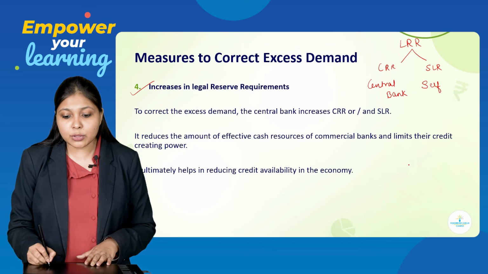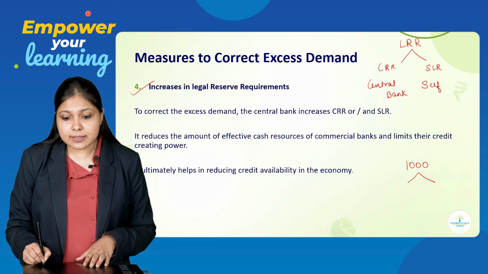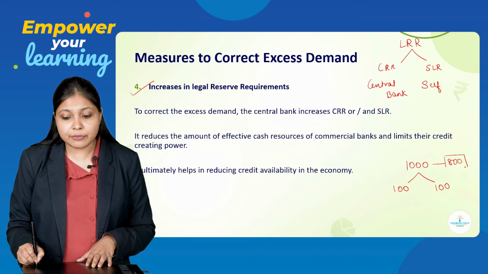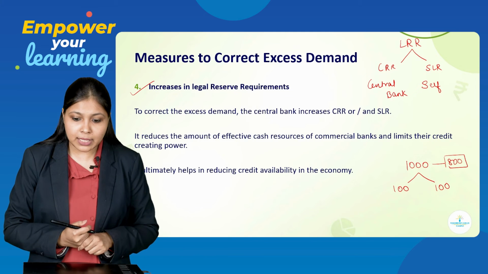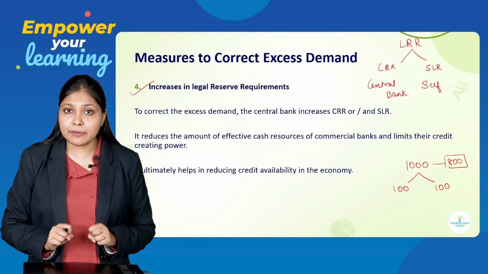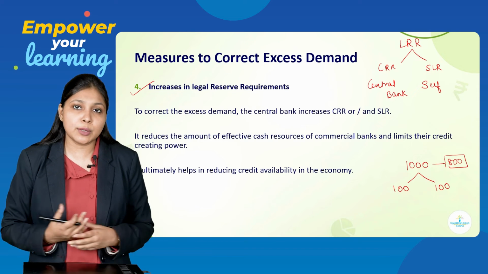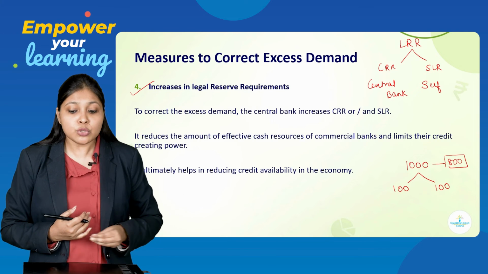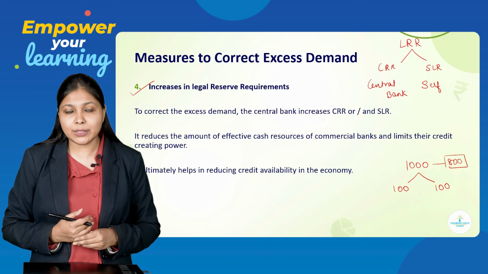Now, for example, the total deposit with the bank is 1000 rupees, out of which CRR is 100 rupees and SLR is 100 rupees. So that means a total of 800 rupees is left in the hands of the commercial bank in order to lend. Okay, so now 800 rupees has been left to lend to the borrowers. But now we don't want to give more money to the borrowers because money supply has already increased in the economy. So in that case, what will the central bank do?